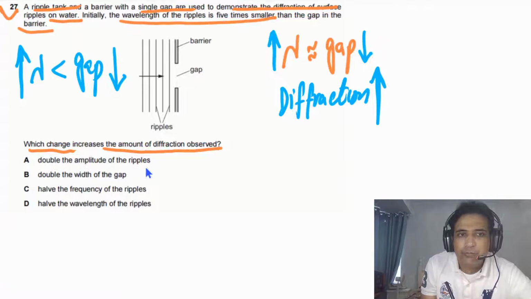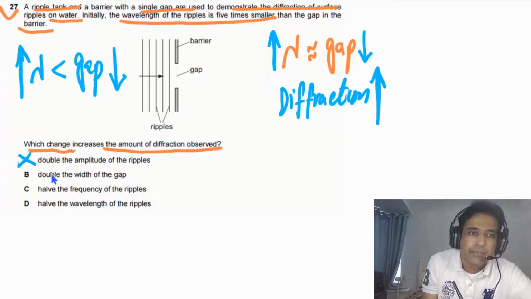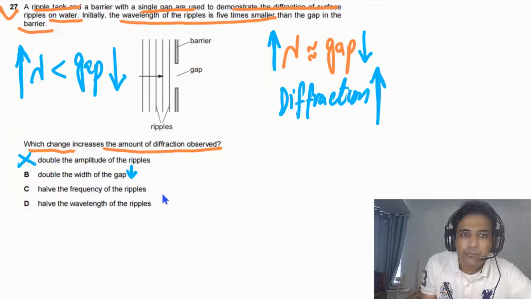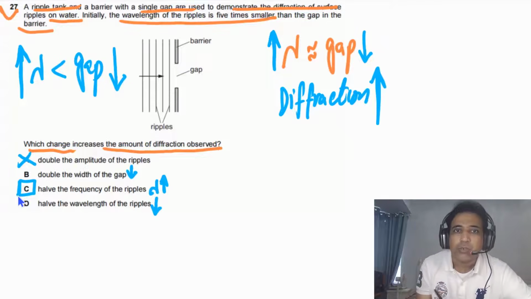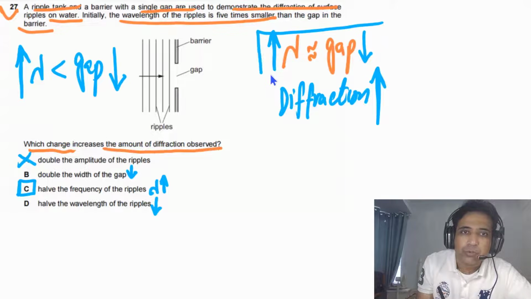Double the amplitude of the ripples, it has no effect. Double the width of the gap, this will decrease diffraction. Halve the frequency of the ripples, it means increase the lambda, so this will increase diffraction. Halve the wavelength of the ripples, this will decrease diffraction. So the answer for this question is C, a typical question. This is the concept you need to understand.